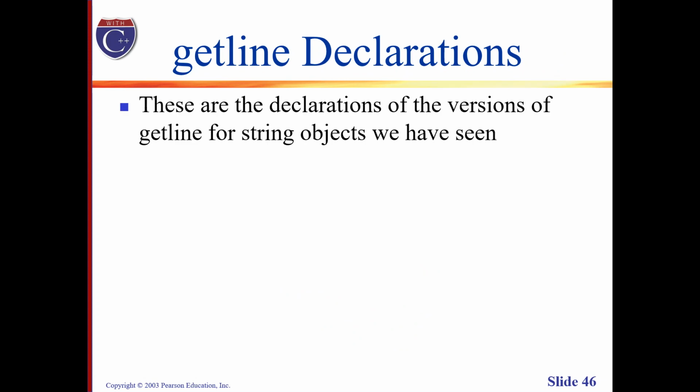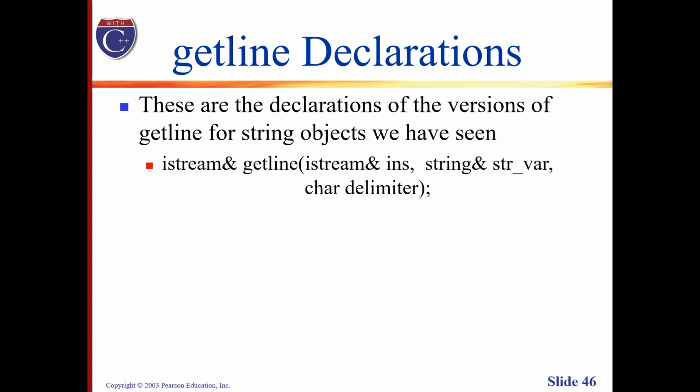What about the declarations for getline? These are the declarations of the versions of getline for string objects we have seen. Here's an example.